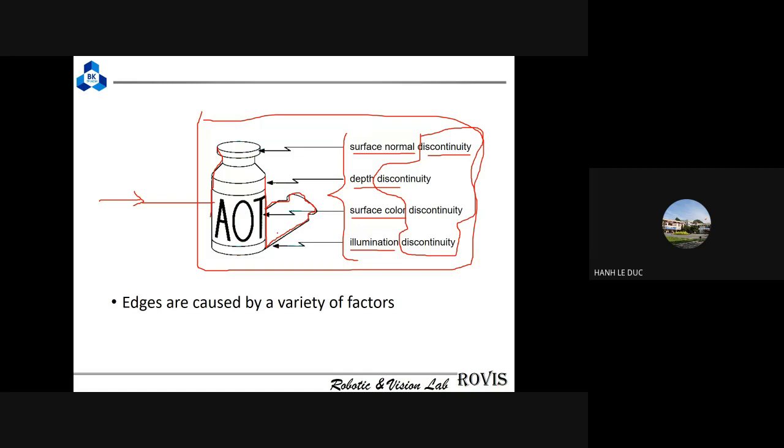Why? Because here there is another intensity. This one has another intensity. So when we come from outside to inside, they are discontinuous here like this. So at the boundary they will have the edge like this.